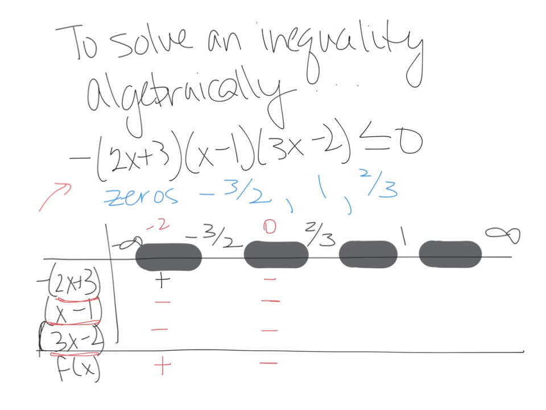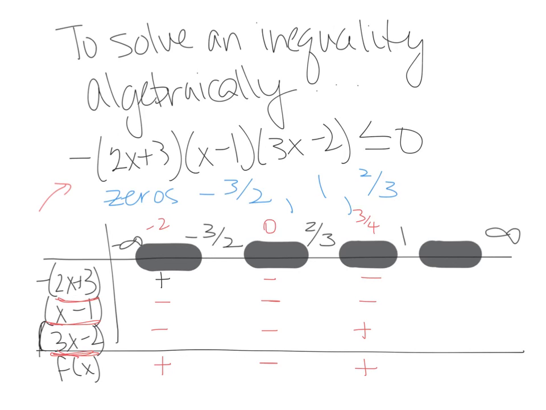Now going between 2/3 and 1, let's try 3/4, or 0.75. 2 times 0.75 is 1.5 plus 3 is 4.5. This is going to be negative. 3/4 minus 1 is also going to be negative. So 3 times 3/4 is 9/4, so that's more than 2, so 3x minus 2 will be positive. So this interval will be positive because two negatives and a positive make a positive.